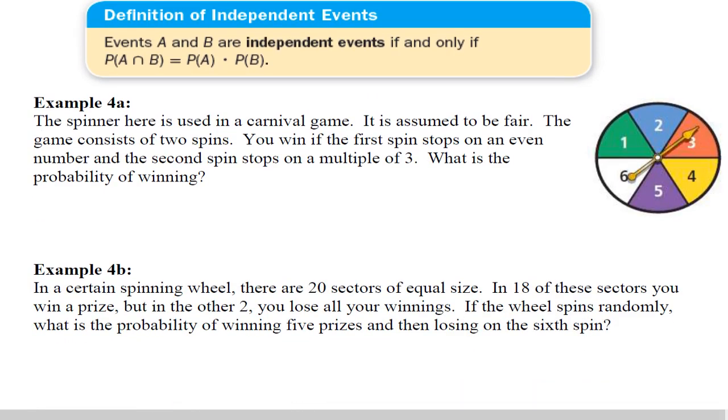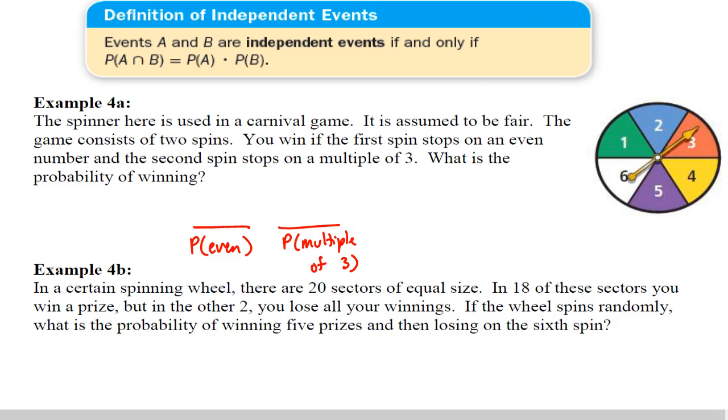So let's look at these examples. This first one says the spinner here is used in a carnival game. It is assumed to be fair. The game consists of 2 spins. You win if the first spin stops on an even number and the second spin stops on a multiple of 3. We want to figure out the probability of winning this game. Again, we have 2 events. The first event is the probability of getting an even number. The second event is the probability of getting a multiple of 3.